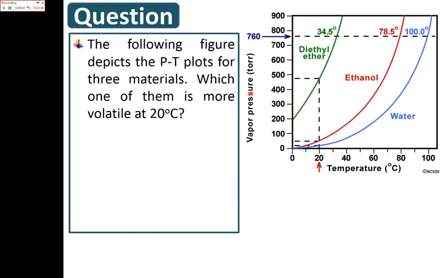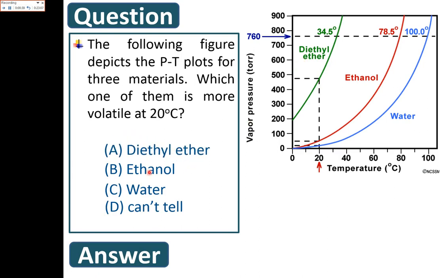The following figure depicts the VP-T plots for 3 materials: diethyl ether, ethanol, and water. This is a vapor pressure and temperature relationship. The question is, which one of them is more volatile at 20 degrees Celsius? As you can see here, the more volatile one should have the highest vapor pressure. So basically, you can know that diethyl ether is the correct answer here.